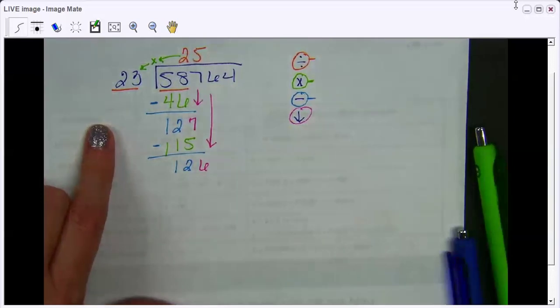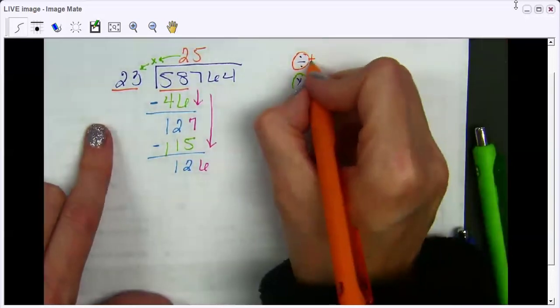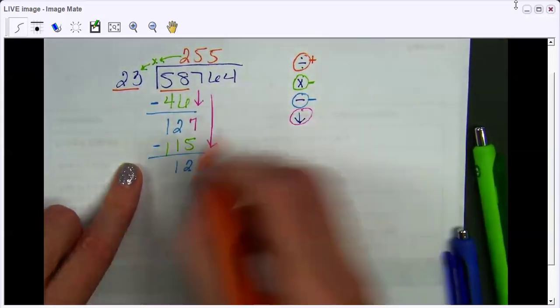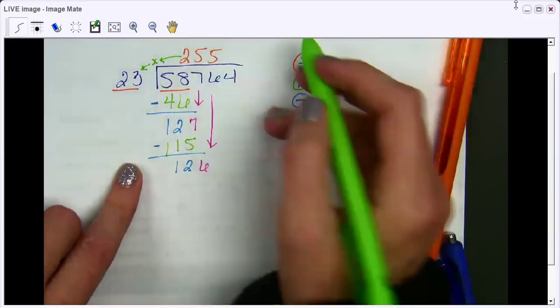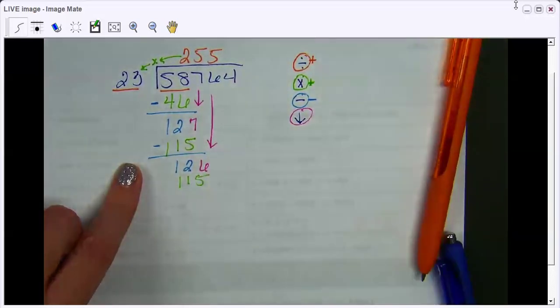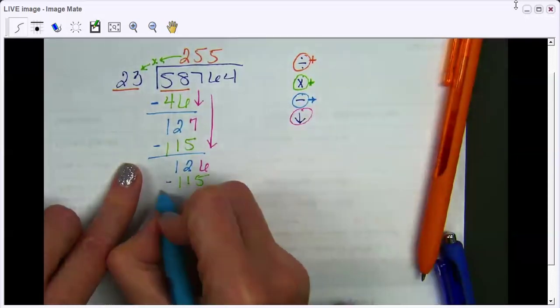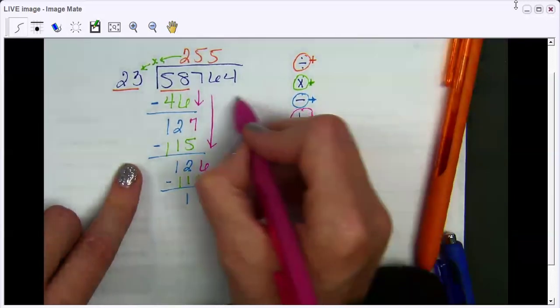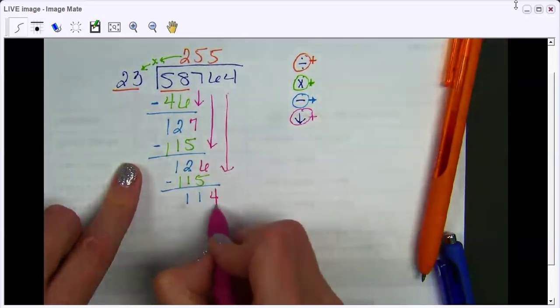Okay, just watch the pattern though. When you do the pattern, you get used to it. We're going to divide 23 into 126 5 times. 5 times 23 is 115. We're going to subtract and we get 11. And now we are going to bring down and we get 114.